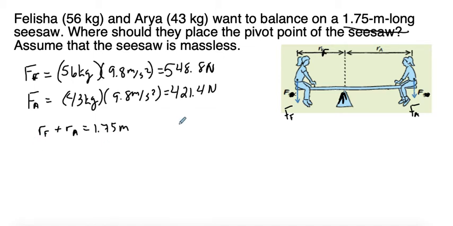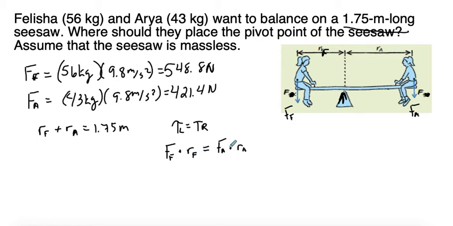So let's do like we did on the last one, where we say torque on the left and torque on the right. We're saying that this is a balanced system because we're just trying to find that point for the balanced system. So we're going to have the force of Felicia on the left times the radius of Felicia. This is just in general the torque equation, force times radius. And then we're going to have the force of Araya on the right times the radius of Araya.